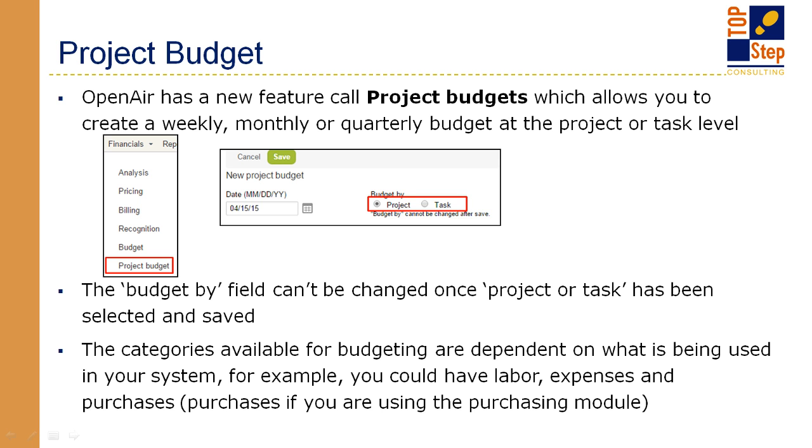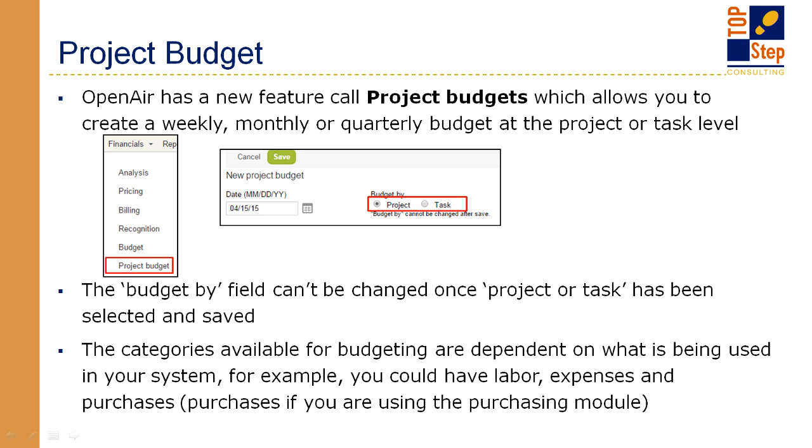Within the project, under Financial is the same place you would find the budget feature, if some of you are currently using that. Now there's this new Project Budget. It allows you to create a budget over a period of time, and you can do that either by project or by task. Once you decide to do your budget at the project level or at the task level, you can't change that. Once you pick and hit save, you can't make any changes. So that's just something to note.